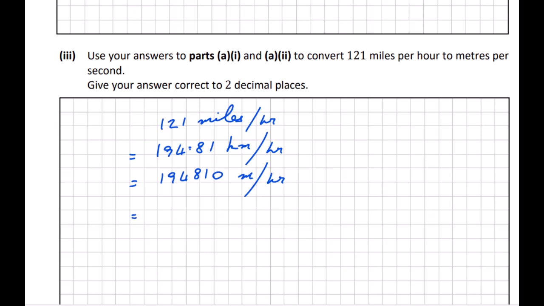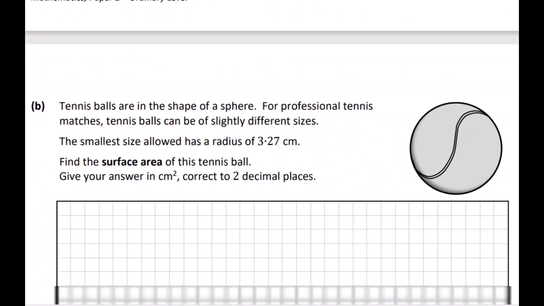So now I'm going to convert the hours to seconds. So we know that there are 3,600 seconds in an hour. So if I do 194,810 meters in 1 hour, I'm going to do a lot less meters in 1 second. So I'm going to divide 194,810 by 3,600. When you do that, you get 54.11 meters per second. So I just divided this by 3600. That's all I've done there. Okay, so let's move on to part B.